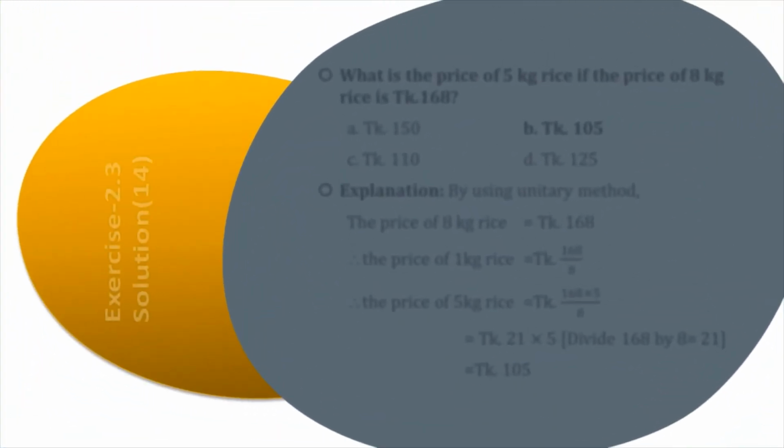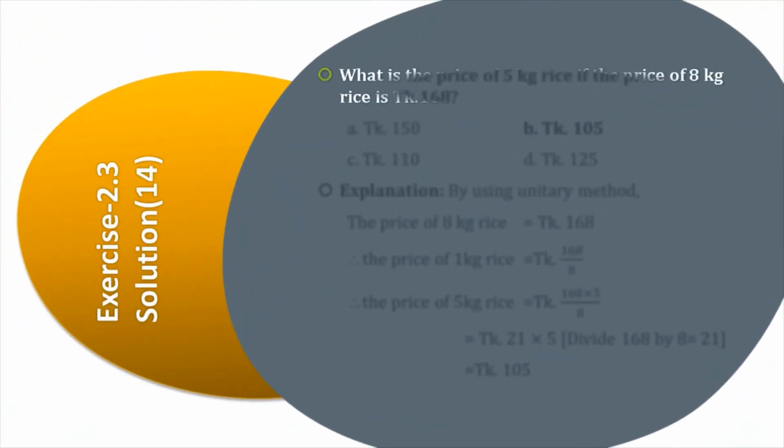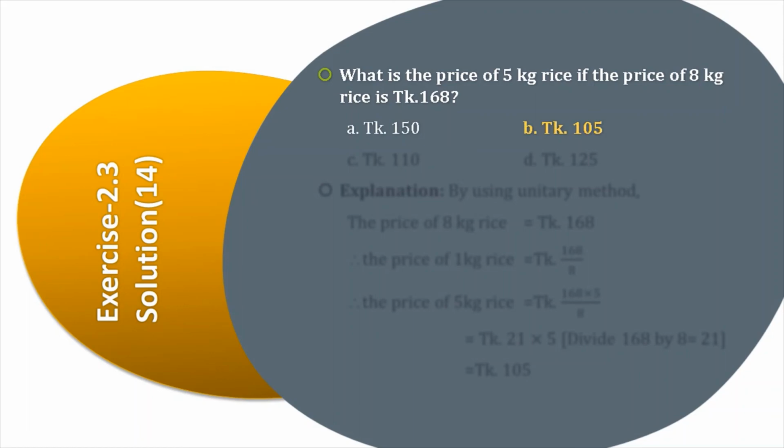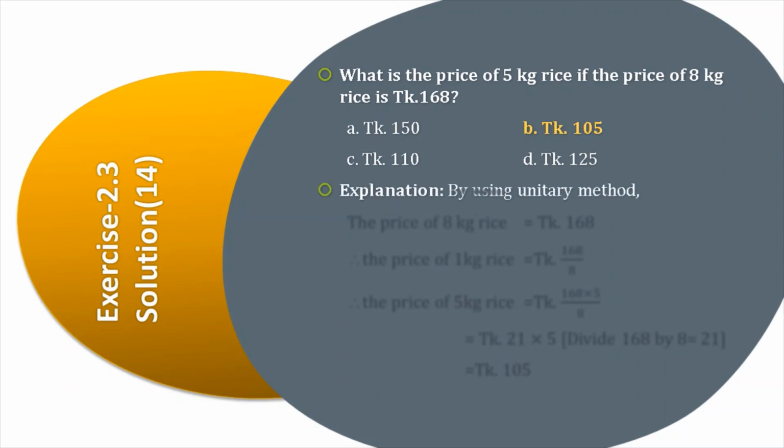The last question, solution number 14. What is the price of 5 kg rice if the price of 8 kg rice is taka 168? These are our options: taka 150, taka 105, taka 110, taka 125. Our desired answer is option B, because this is the marked part. Let us see the explanation.